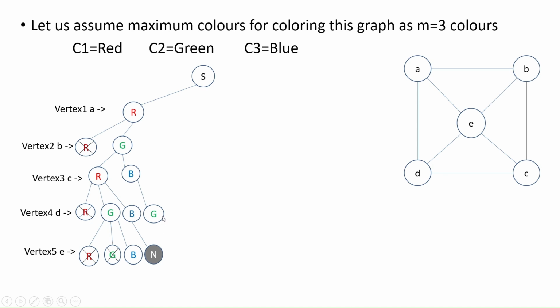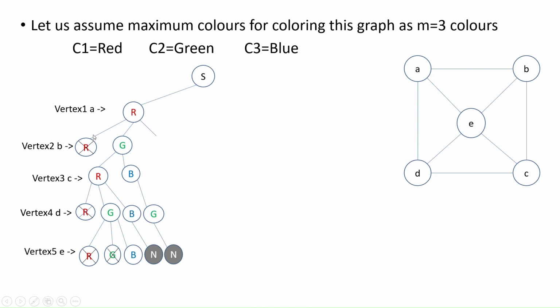Is it possible to color the fifth vertex with any of these three colors? No, because the fifth vertex color should be unique. But red, green, blue are already used here. So it is not possible to color the fifth vertex. Again we are going back to the first vertex. Backtracking to the first vertex.